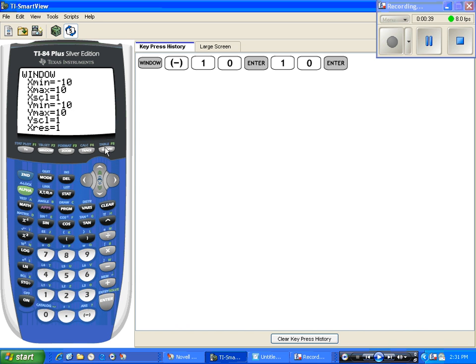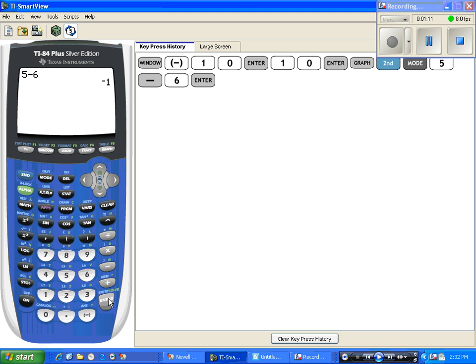If we go ahead and hit the graph button at this point, the x min, negative 10, is the leftmost point of our graph. X max, positive 10, is the rightmost point of our graph. Y min is the lowest part of our graph, and Y max is the highest point of our graph. So this is what we call our viewing window. To get back to the home screen whenever you're graphing, you can always press second mode to quit, and now we're back in our usual part of the calculator.